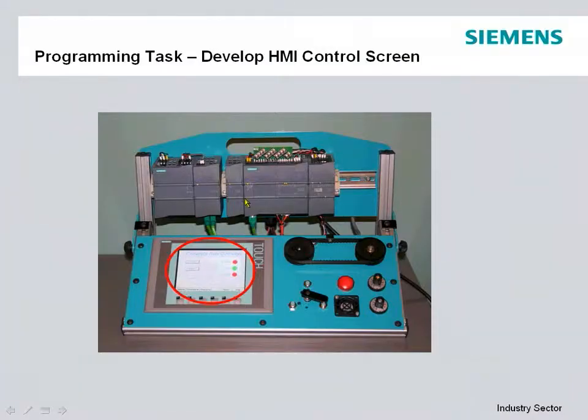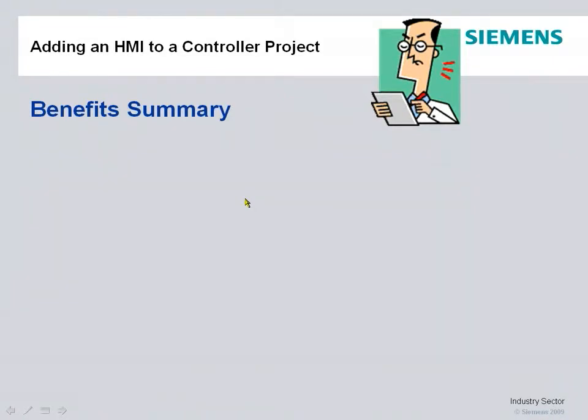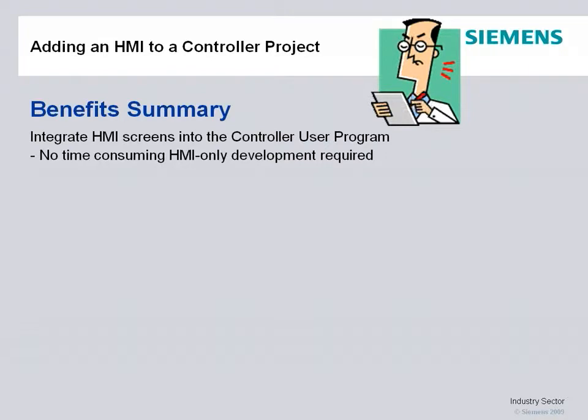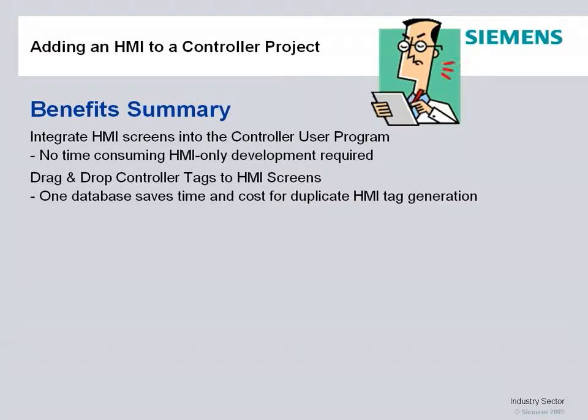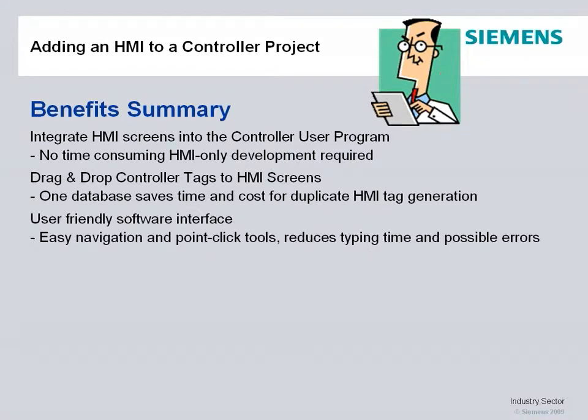So with that, benefits of adding HMI to an existing controller project with our Step 7 Basic and the S7 1200, it's integrated HMI screens with the controller project. No time-consuming HMI-only development in a separate application. Drag and drop controller tags to the HMI screens. One database saves time, cost for duplicate HMI tag generation, import, exporting, reconciling the logic both in an HMI and a controller.